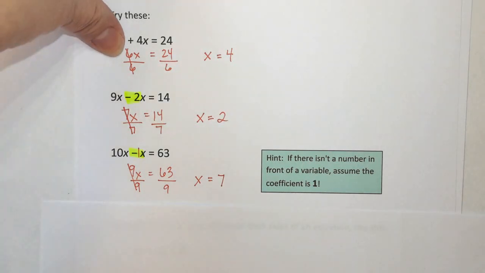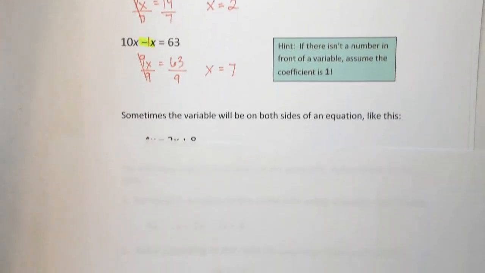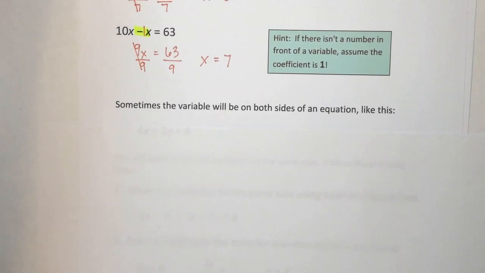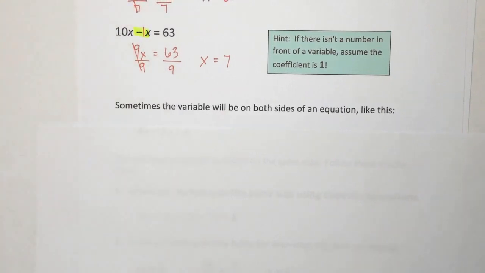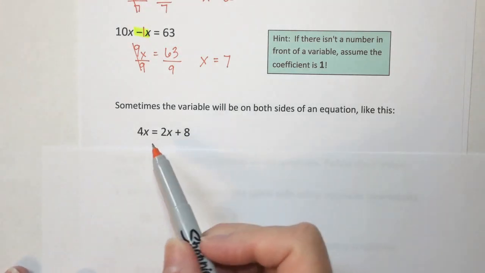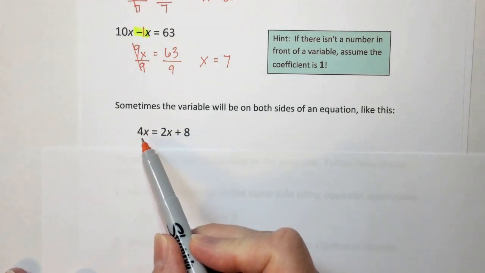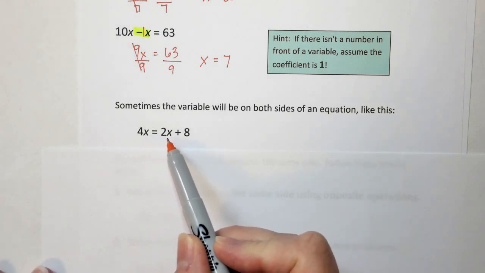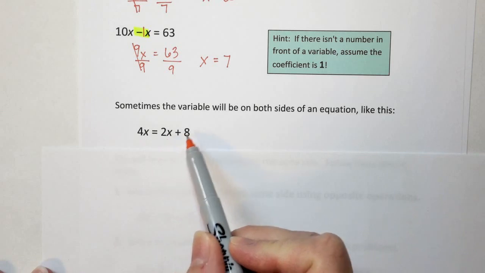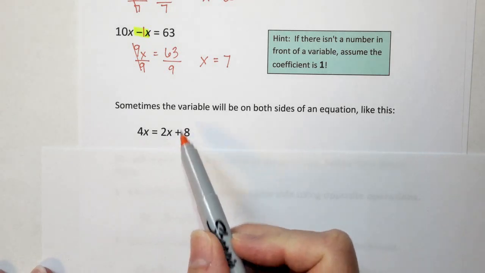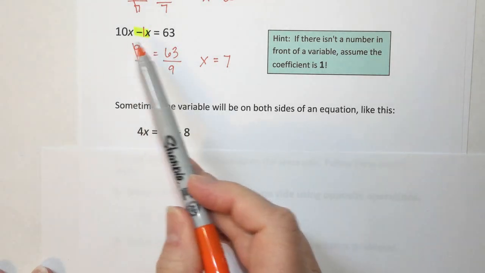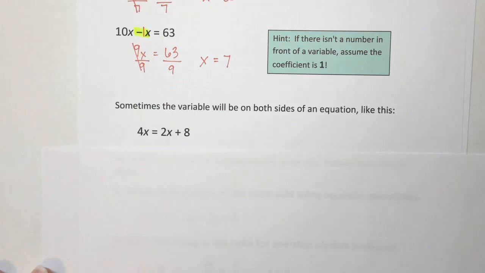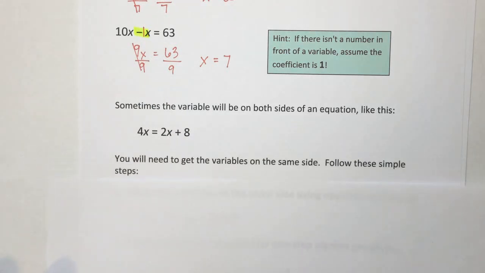So those weren't too difficult, but there is a little twist, of course. Sometimes the variable will be on both sides of an equation like this. That's a little bit different. Now you see an x term on the left of the equal sign, and you see an x term on the right of the equal sign, and then you have your constant. So up above, you were working with everything on the left. So this makes it a little bit more challenging, but it's workable.